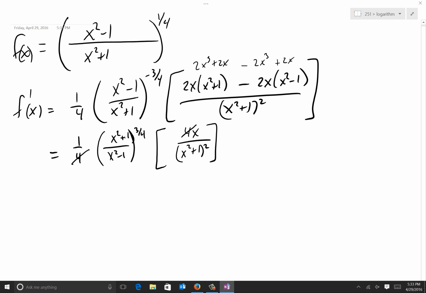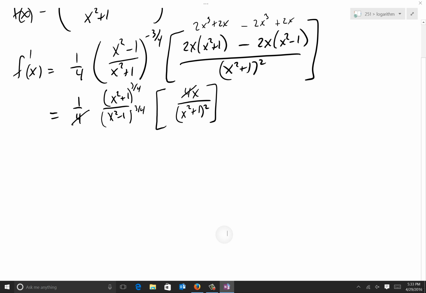Look down here, though. This and this, these are all to the 3/4. But because the top and the bottom are to the 3/4, I could write them individually as to the 3/4 power. Are you with me on this? Okay. So what then I could do is look at this in a couple of different ways. I think the easiest way to look at it is, I could write that as x squared plus 1 cubed to the 1/4 power. You see that? And then it's x squared minus 1 to the 3 to the 1/4 power. Okay? Alright?